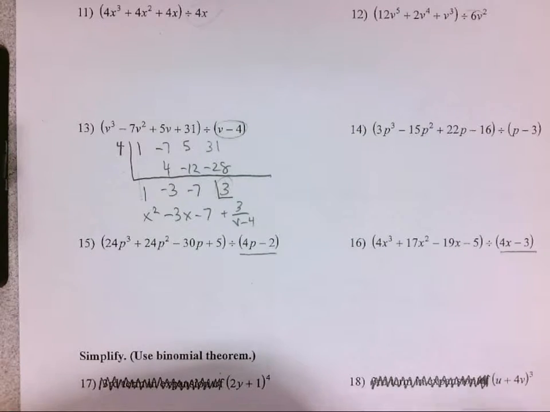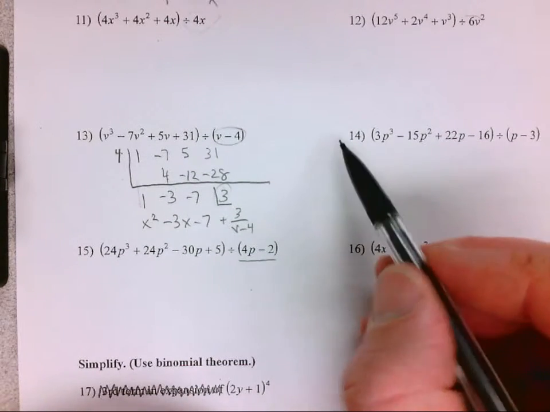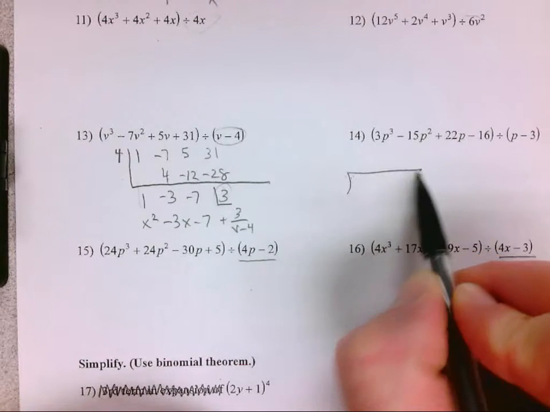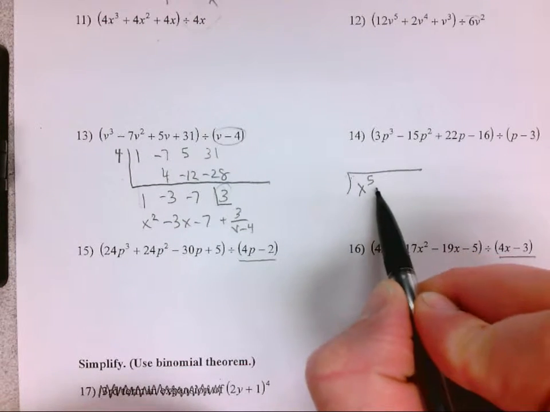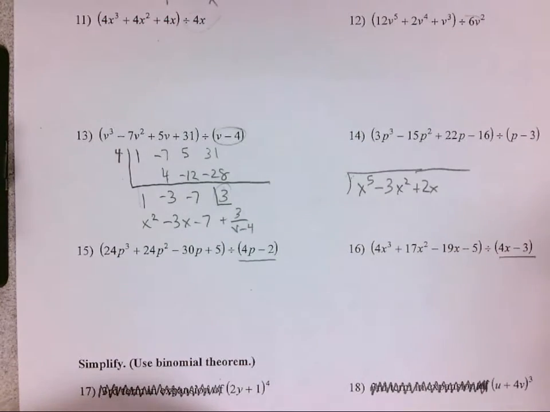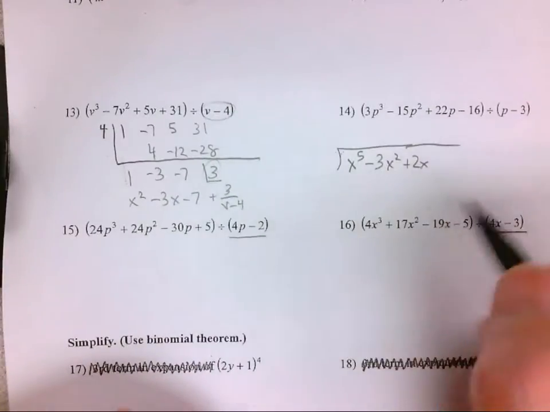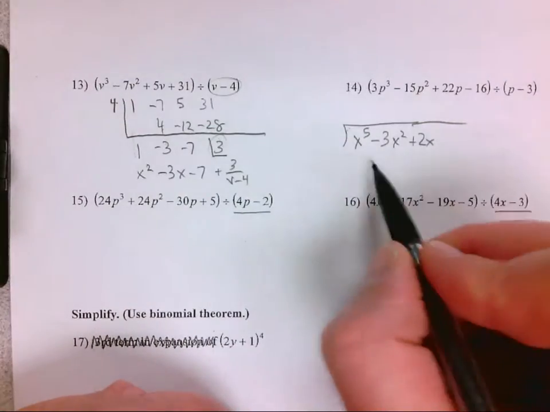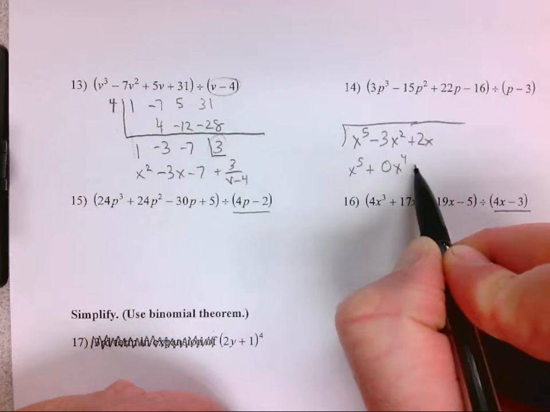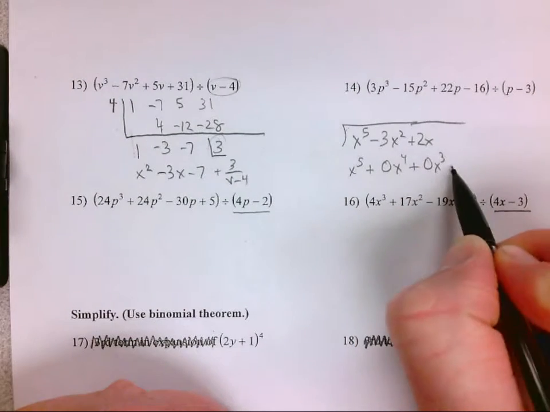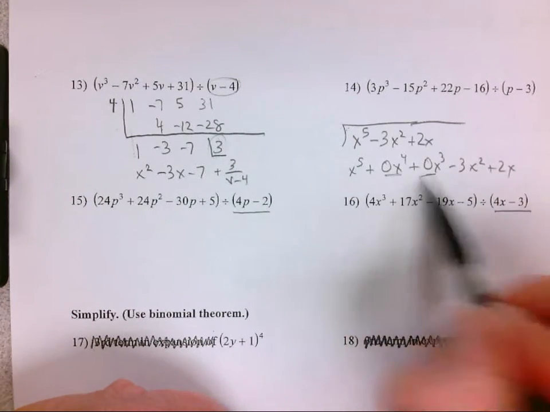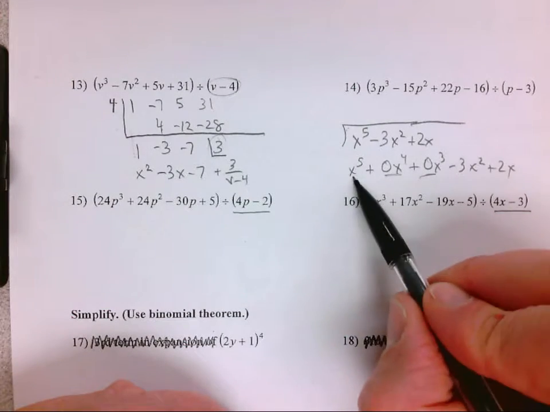What I was saying before, if there's a problem like, if our dividend is x to the 5th minus 3x squared plus 2x, and you are doing this with long division, you need to write it as x to the 5th plus 0x to the 4th plus 0x to the 3rd minus 3x squared plus 2x. So you're filling those placeholders. So like if this was synthetic division, it'd be 1, 0, 0, negative 3, 2.